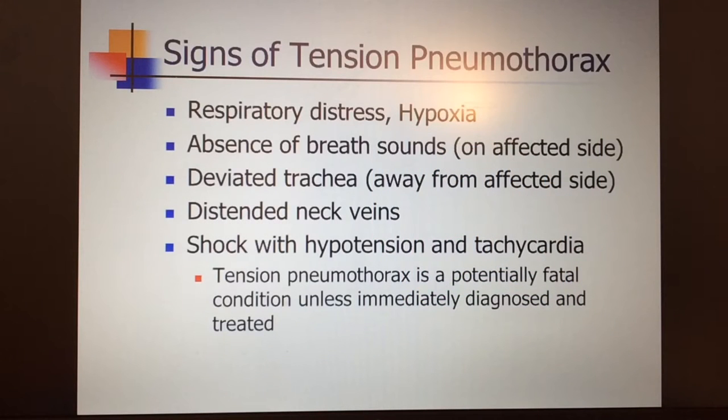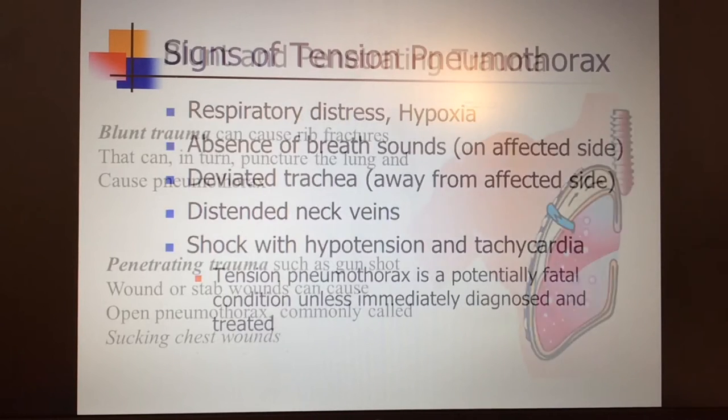Signs of a tension pneumothorax include respiratory distress, hypoxia, absent breath sounds on the affected side, a deviated trachea away from the affected side, distended neck veins, and shock with hypotension and tachycardia. A tension pneumothorax is potentially a fatal condition unless immediately diagnosed and treated. These are often the patients that we use a 14-gauge needle and enter the chest, releasing air immediately.